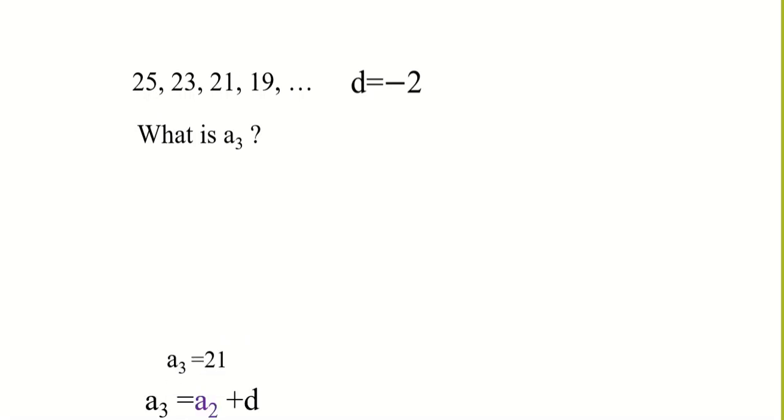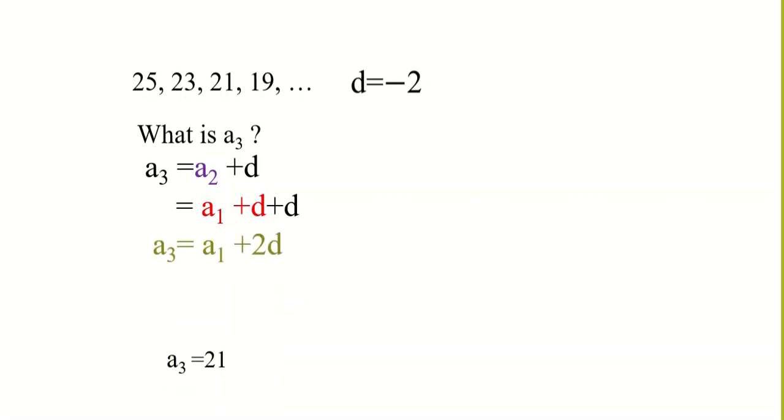Okay, another example: 25, 23, 21, 19, and so on. You know that the common difference is negative 2. So that's 19 minus 21, 21 minus 23, 23 minus 25. What is a sub 3? By looking at it, your a sub 3 is 21. You work backward, so a sub 3 is equal to a sub 2 plus d. And a sub 2 is represented as a sub 1 plus d. Therefore, a sub 3 is equal to a sub 1 plus 2d.